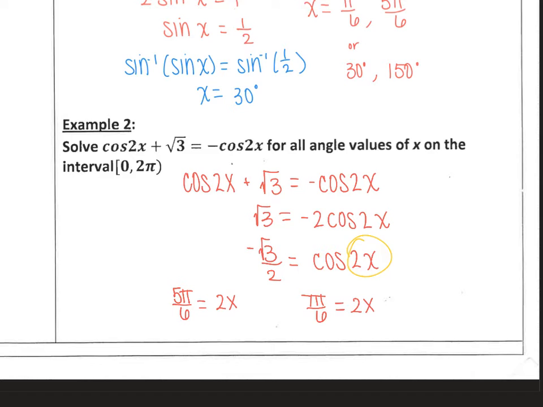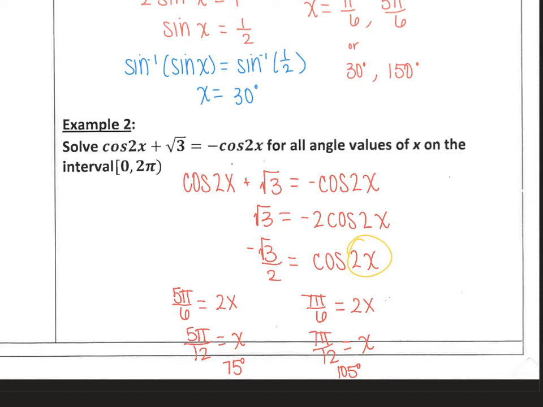Also equal to 2x. So this one we do have a step further we need to take, which is divide both sides by 2. So we end up with 5 pi over 12 to equal x. And then we also get 7 pi over 12 to equal x. Okay, and if you were doing these in degrees, it'd be 75 degrees and 105 degrees.